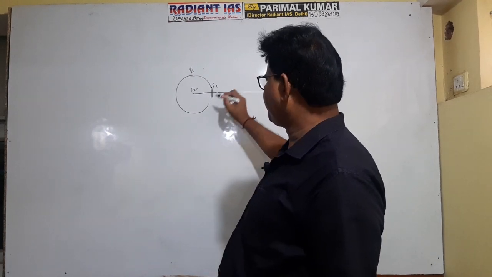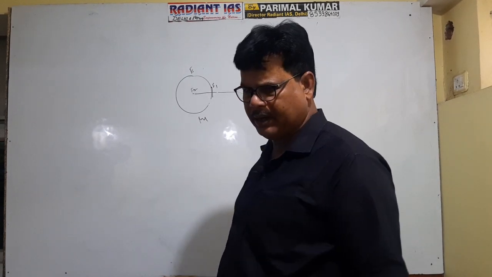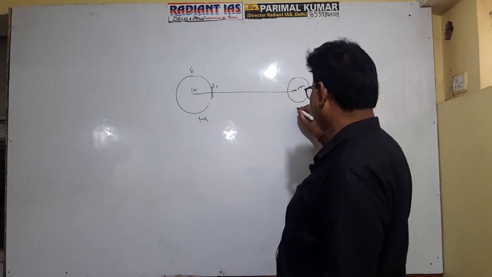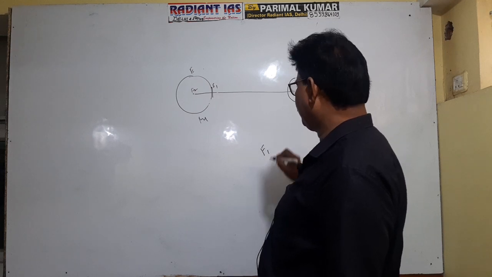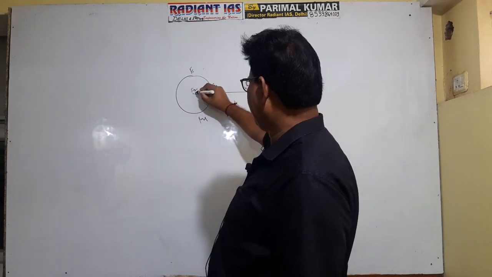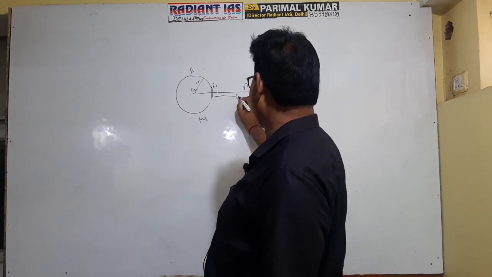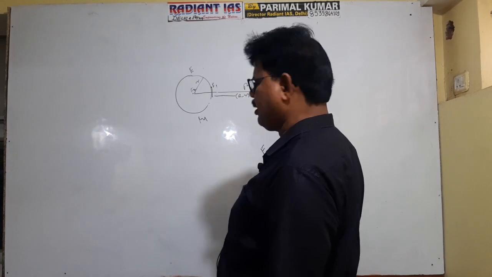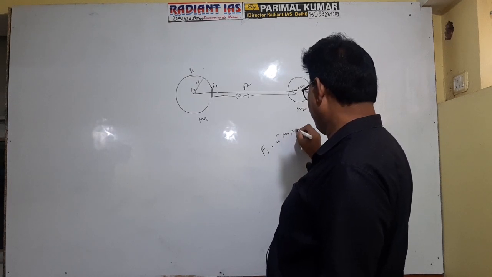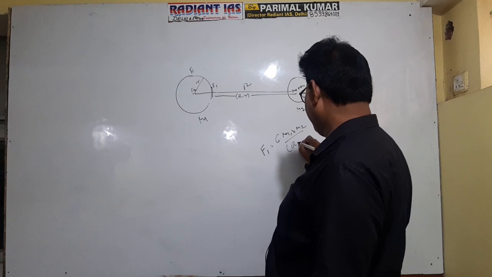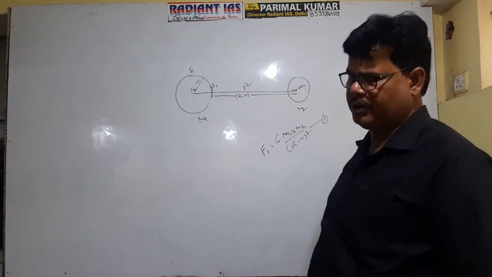Now if the mass of the earth is m1 and the mass of the moon is m2, then calculate F1. If this distance is R and the radius of the earth is small r, then this distance will be R minus r. It is clear, right? So F1 is equal to G into m1 into m2 upon R minus r square. This is the first part of the derivation.